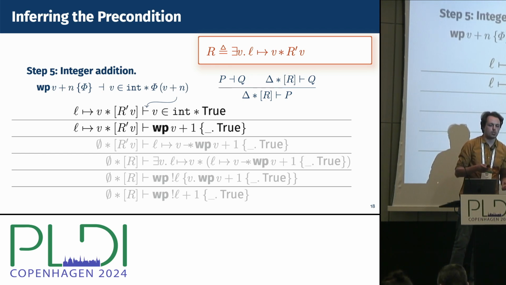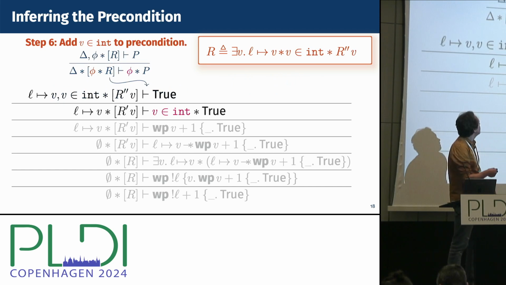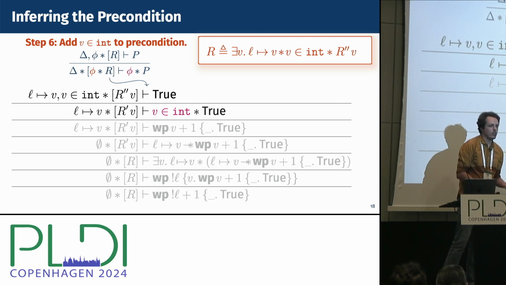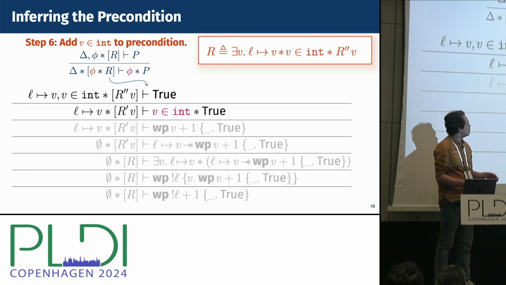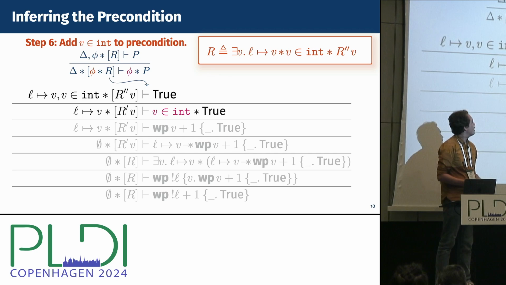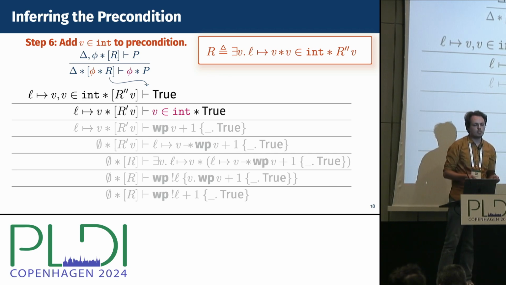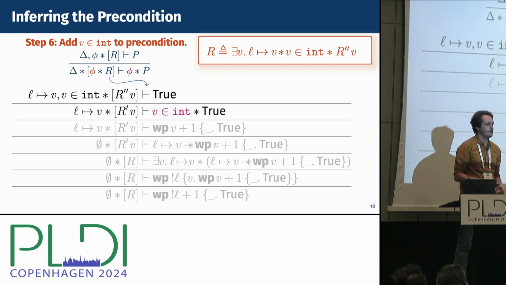Now, once we have done that, there's a new constraint that we find, which we can't prove from our context, which at this point really is just L points to V. We need to show that V is an integer for this addition to make sense. And since we can't prove it, we once again add it to our precondition and continue with the proof.